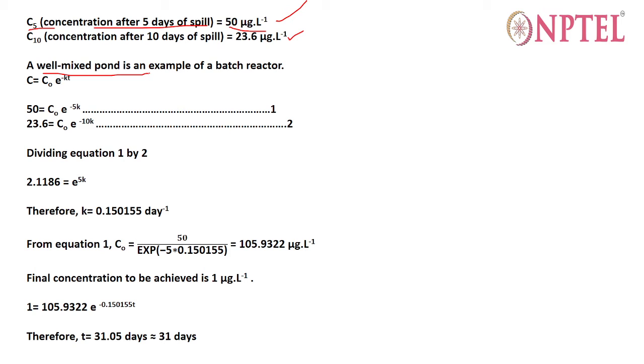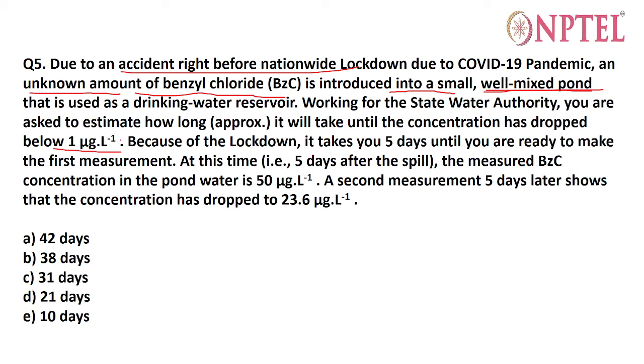So this is a well-mixed pond, an example of a batch reactor. Nothing is inflowing and nothing is outflowing there. So for this batch reactor, I can use this equation: C equals C naught e to the power minus KT. K will be the rate, and T will be the time. Here a few pieces of information are also given. This is after 5 days and 10 days, and this is our required concentration level, 1 microgram per liter.